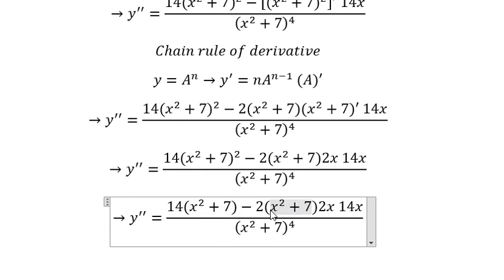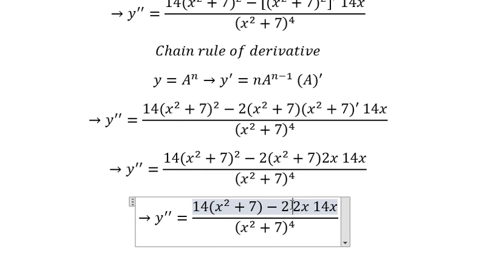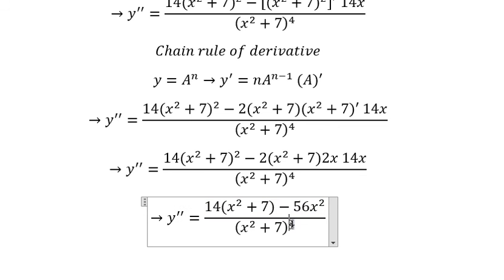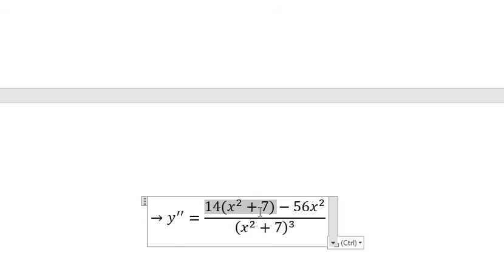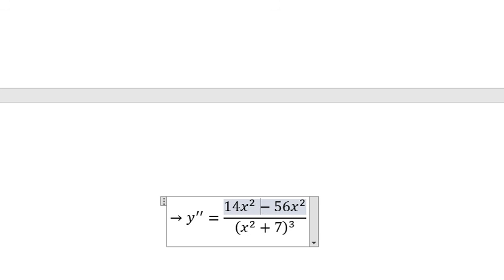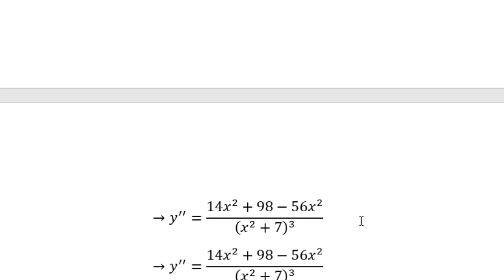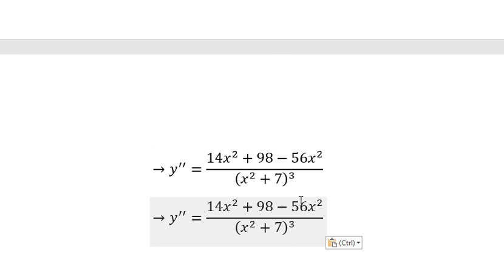This one we simplify. So we have 2 and 14. This one we have 56s squared. And this one we simplify, and you get number 3 in here. Now we need to expand this one. So 14 minus 56, we have negative 42.